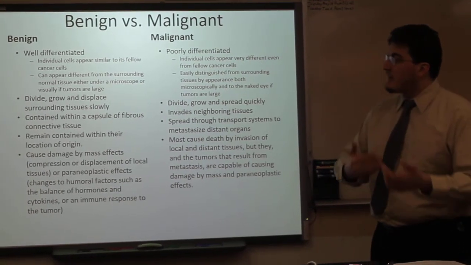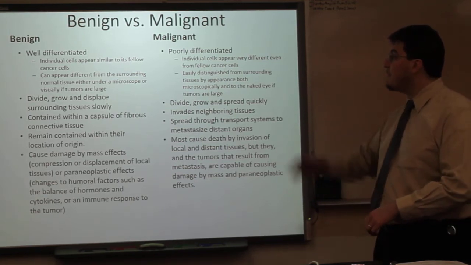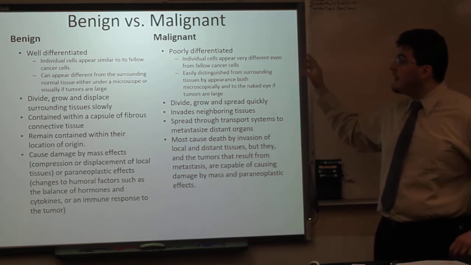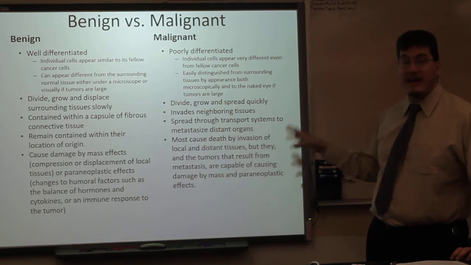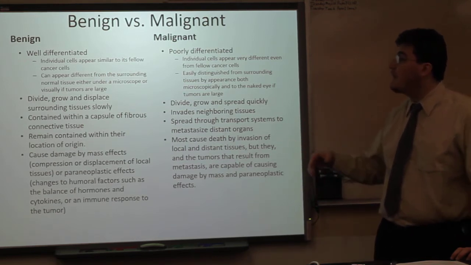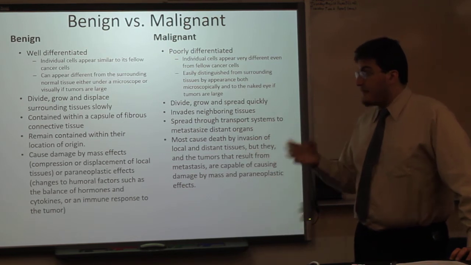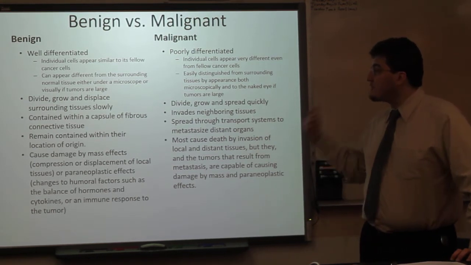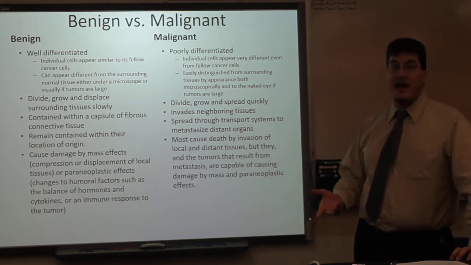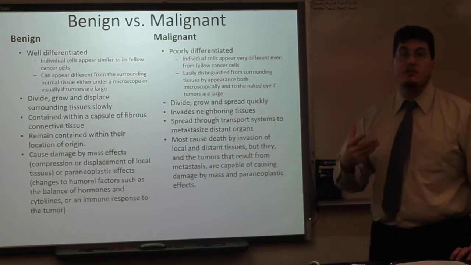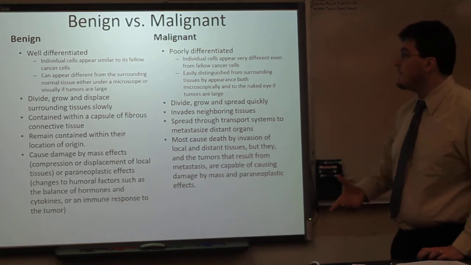And benign tumors, like I said before, will be contained within a fibrous capsule, and there will be no such capsule in a malignant tumor. They'll be fully capable of invading neighboring tissues. Benign tumors tend to remain at their location of origin, whereas malignant tumors are going to spread. That is what defines them. Spread is what defines malignancy.